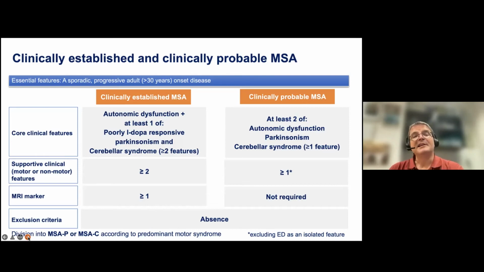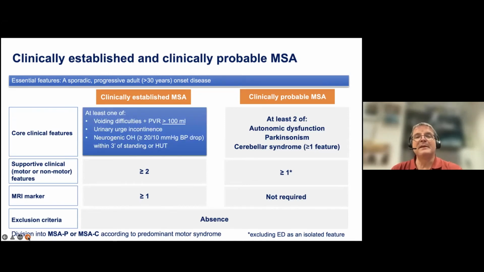MSA. It's defined as a sporadic, progressive, adult-onset disease after the age of 30, and clinically established MSA is characterized by obligatory autonomic dysfunction and at least one of poorly levodopa-responsive parkinsonism or cerebellar ataxia. Autonomic dysfunction in established MSA is defined as voiding difficulties with a post-void residual of more than 100 milliliters.